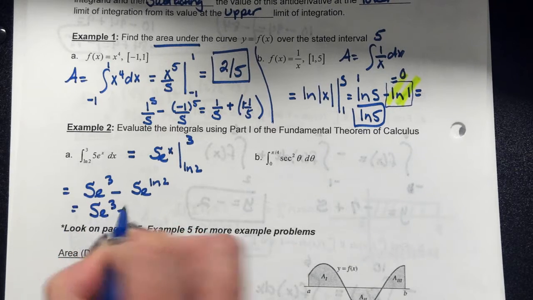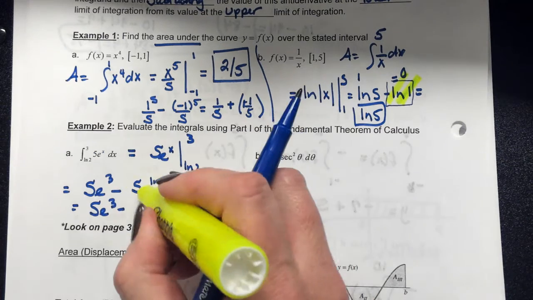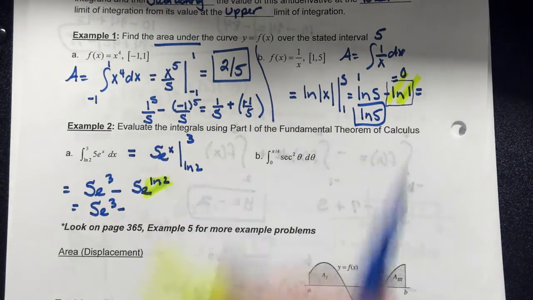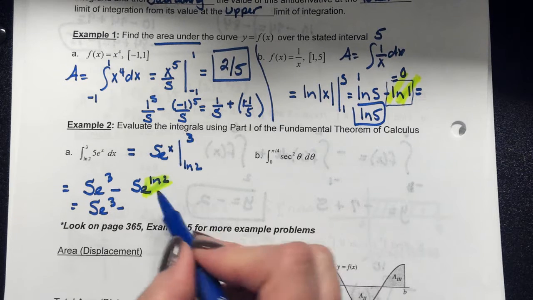Can you simplify that e to the ln of 2? Going to your properties of logs and exponentials, can you simplify e to the ln of 2? Yes, because those are inverse functions. Remember, e to the ln, that's a composition of a function and its inverse. So remember, when I have a composition of a function and its inverse, they're going to cancel out.